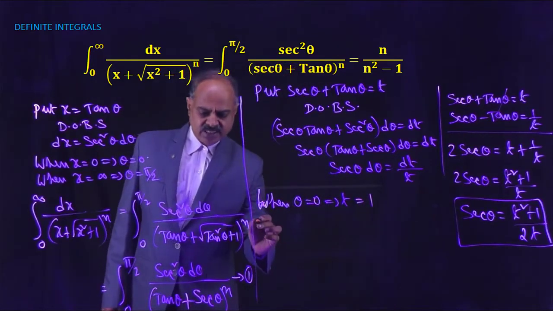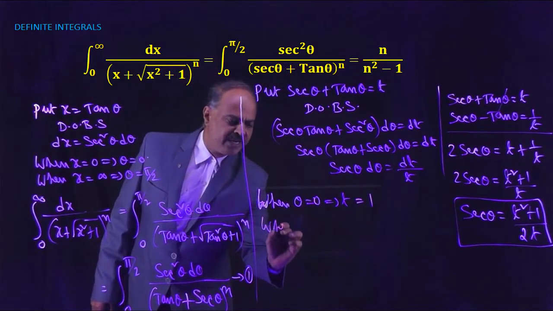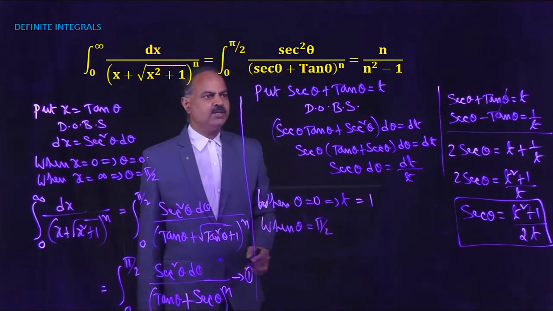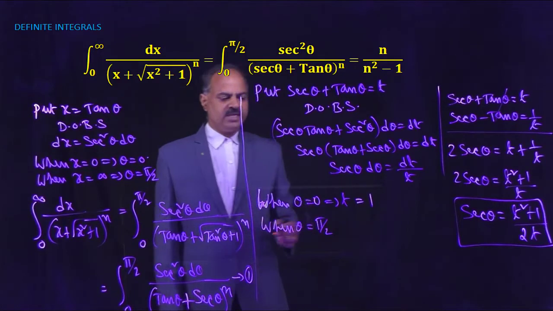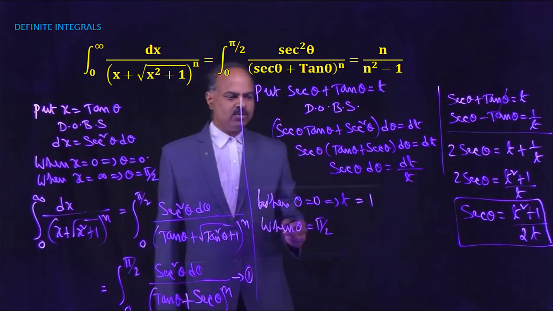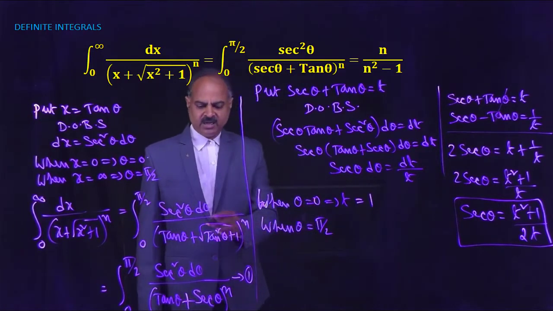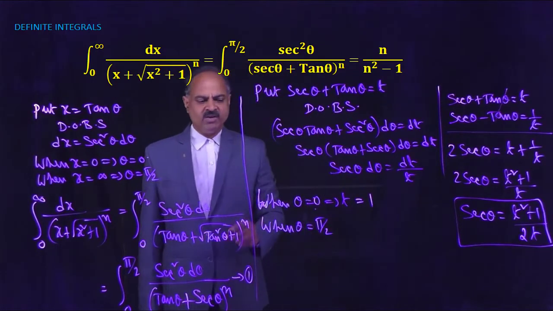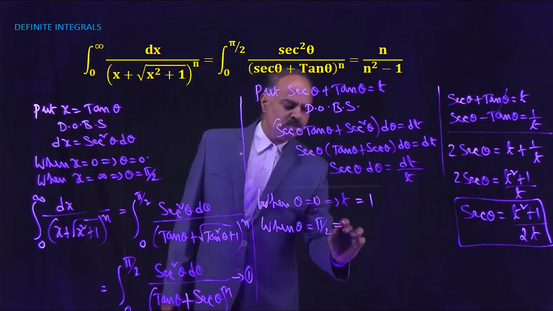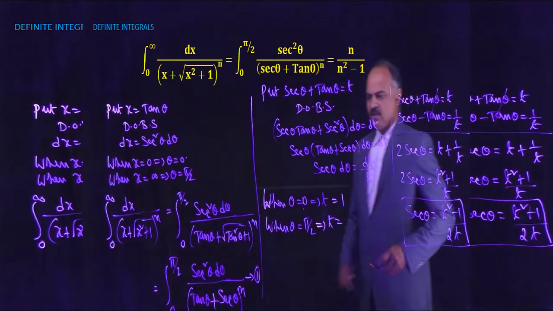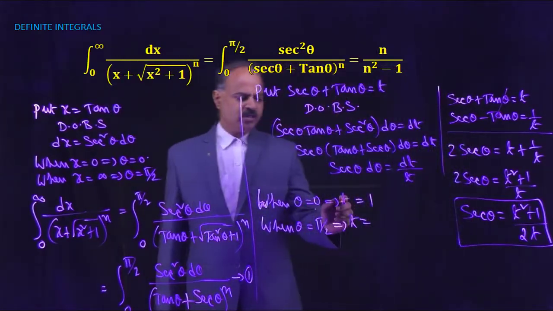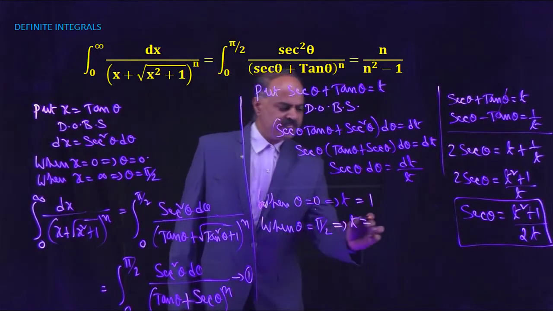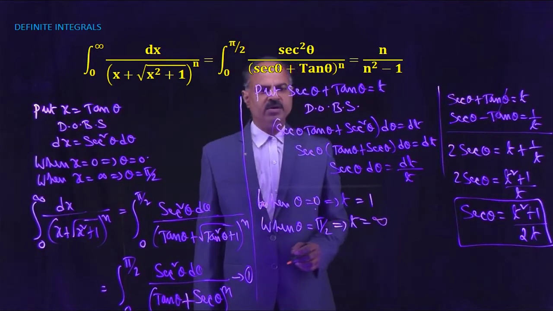When theta is equal to pi by 2, here the limits of the integral: when theta is equal to 0, t is equal to 1, and when theta is equal to pi by 2, t is equal to infinity.